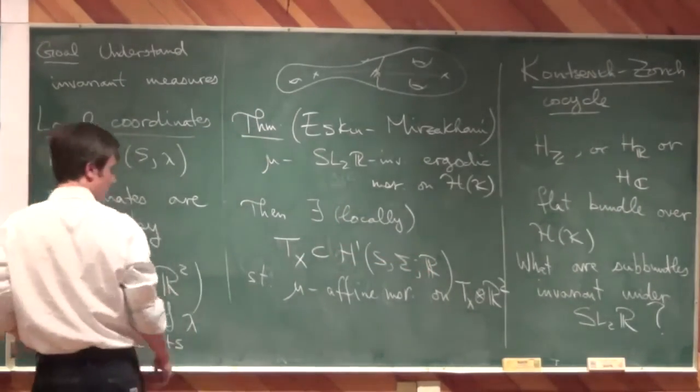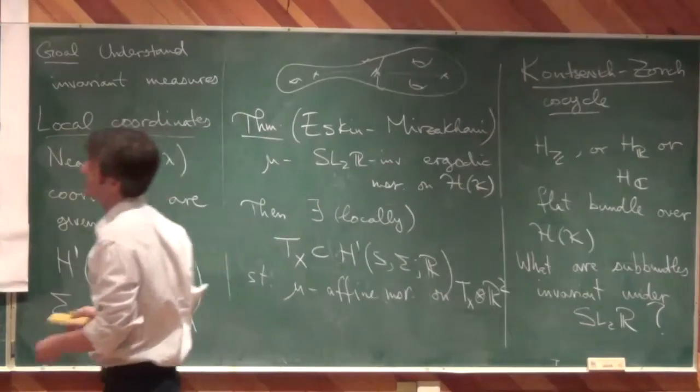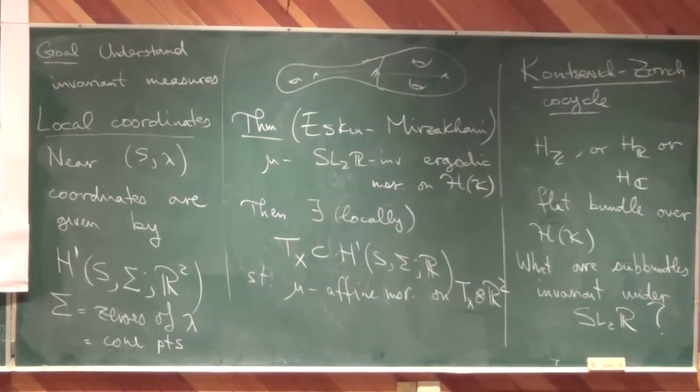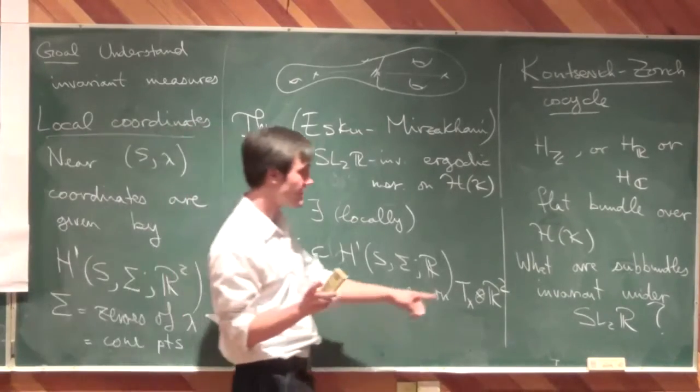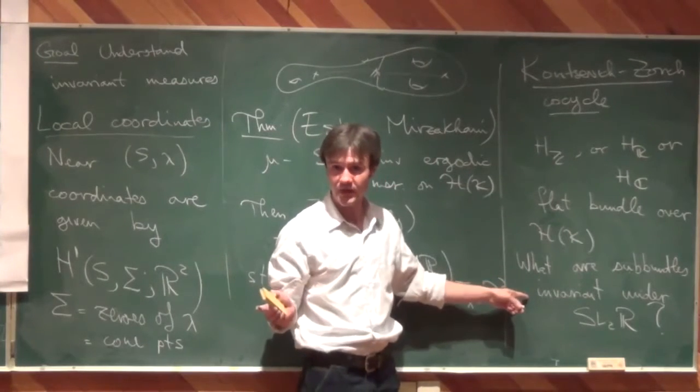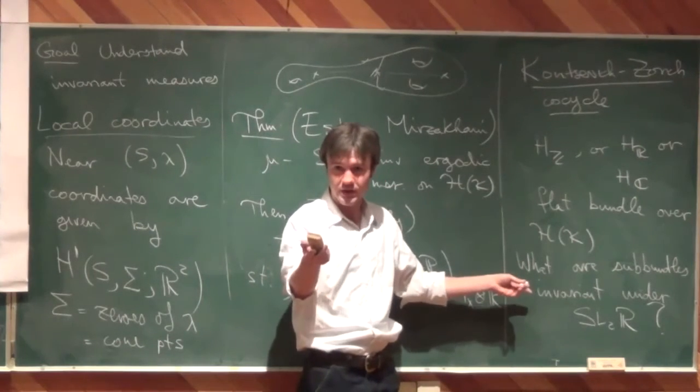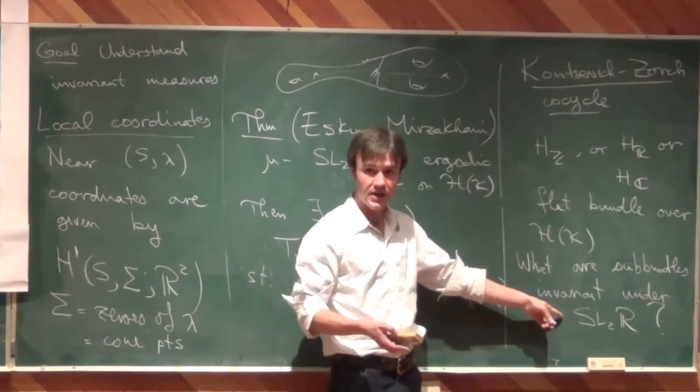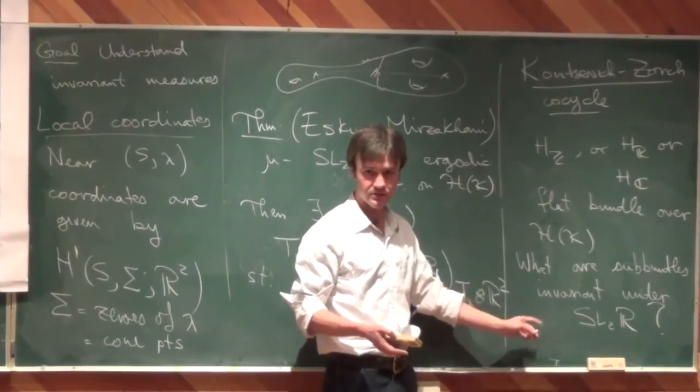Maybe I'll try to make this a little clearer. Do subbundles have to be flat or not? If they're flat, they're necessarily invariant. But if they're invariant, they need not be flat. For example, there's the tautological subbundle, the thing that gives you the SL2R action. That's invariant, but that's not flat.